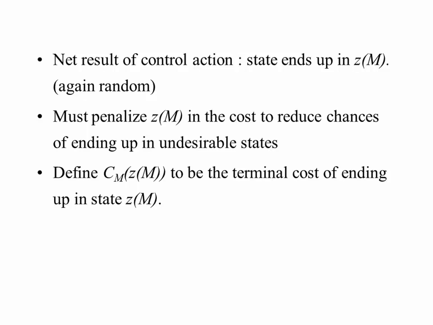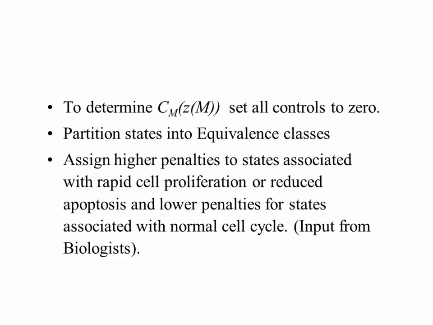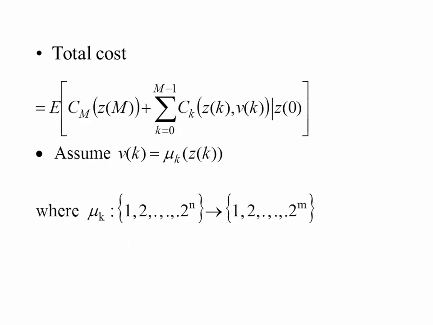So define this cost associated with the terminal state to be the terminal cost of ending up in state Zm. Now you add the two costs together. The total cost will be the sum of the cost of control plus the terminal penalty, and then you take the expectation of that conditioned on your starting point. You want to choose your control input to minimize this cost. So this is the optimization problem that you want to solve.